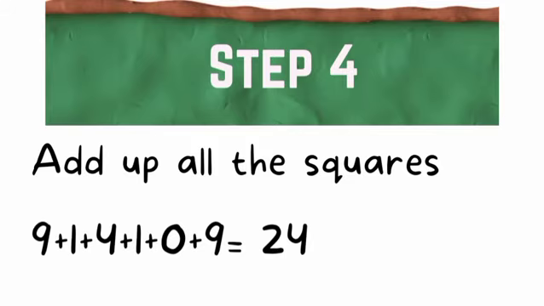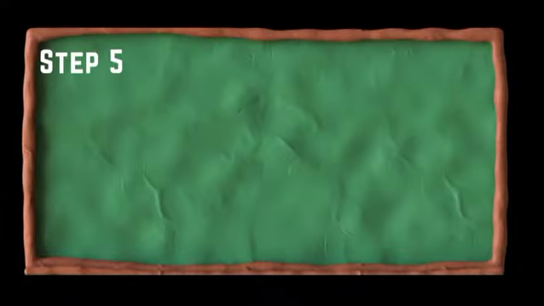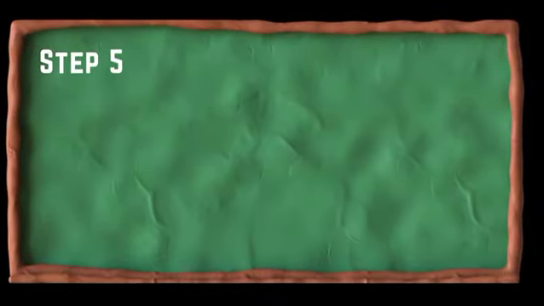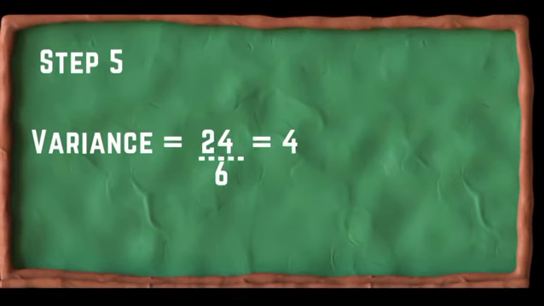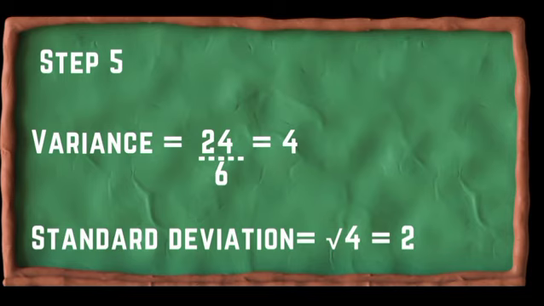Okay, now the 24 divided by your number of observations, which is n, and n is 6. So it will be 24 divided by 6. You get 4 for your variance. And your standard deviation is the square root of the 4, which is 2. Okay, hope you understand now.